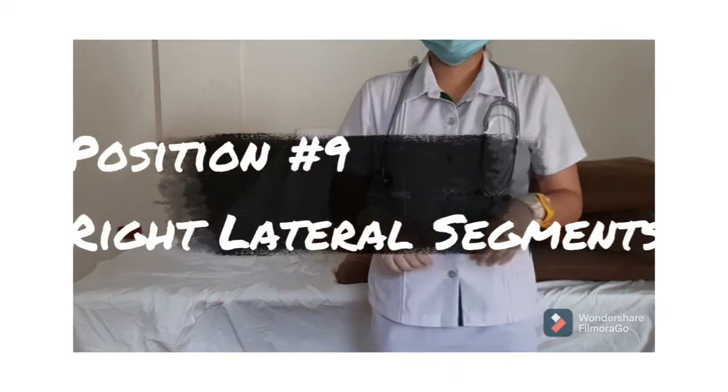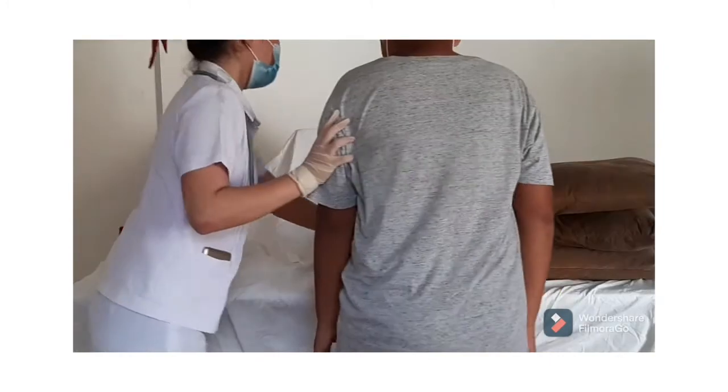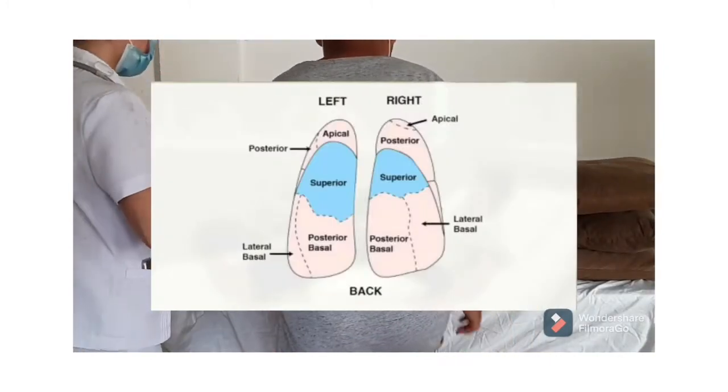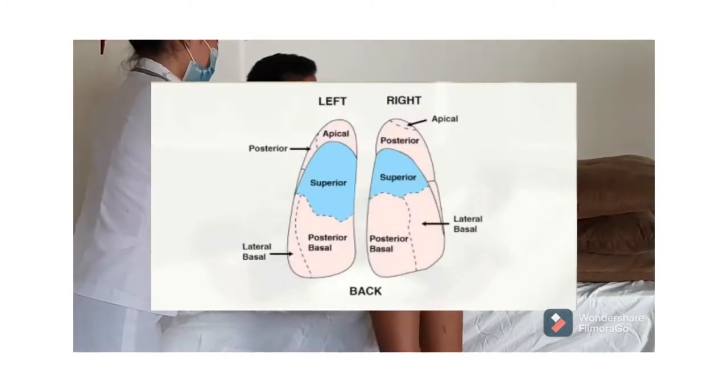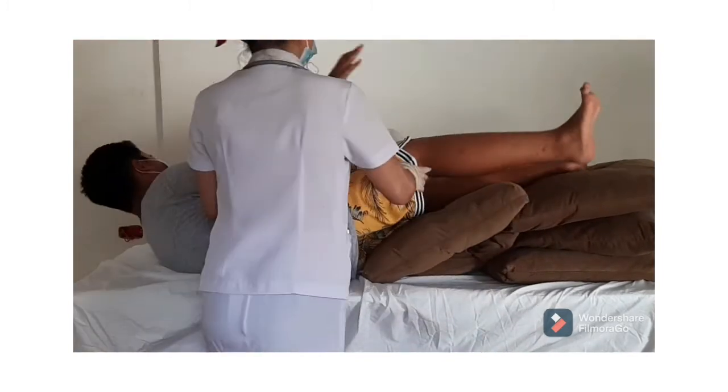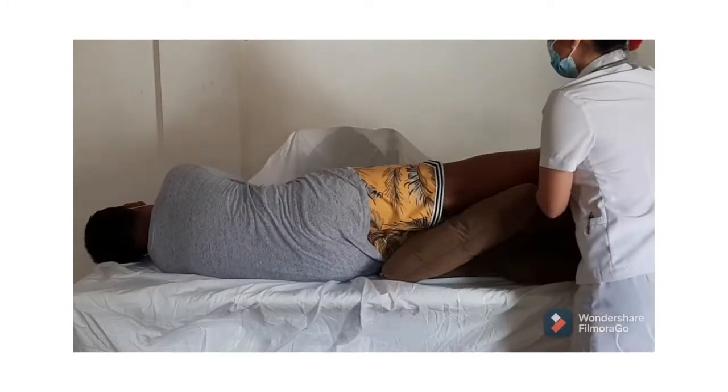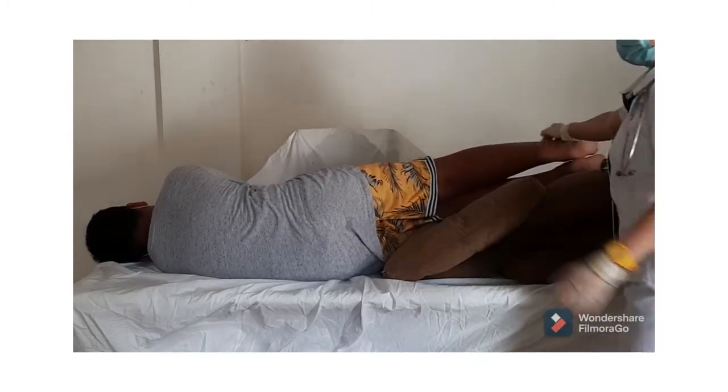The next one is right lateral segments. It is for secretion at the back portion of both lungs. The patient lays facing down with a pillow under his abdomen.